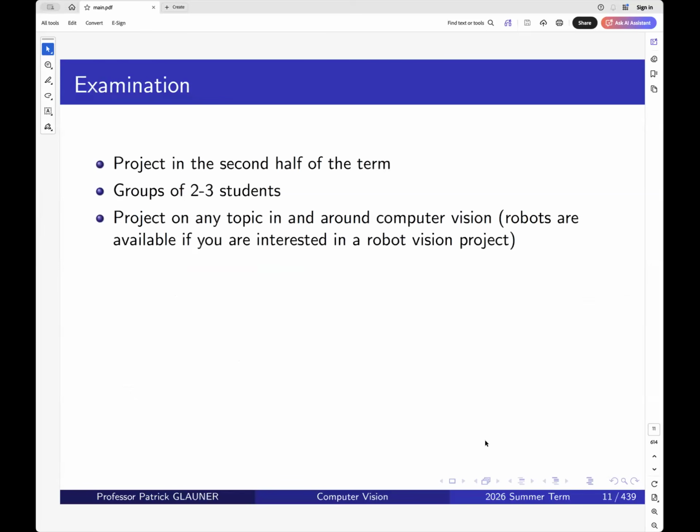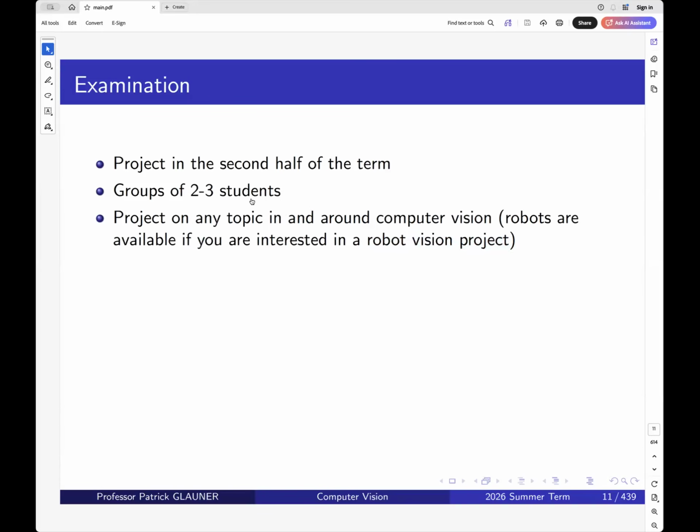Now, you're obviously wondering what the examination will be. The only examination of this course is a project in the second half of the term. These projects are done in groups of 2 to 3 students, and you will pick your project on any topic in and around computer vision. If you are interested, you can even do a robot vision project. We have robots with cameras.